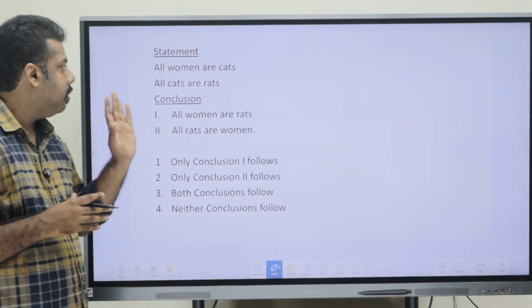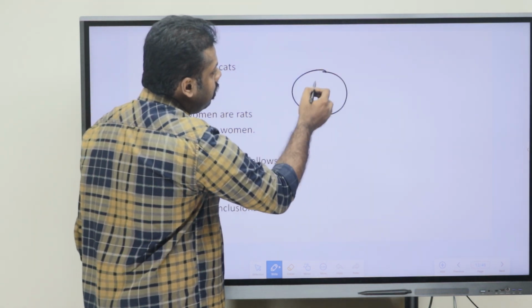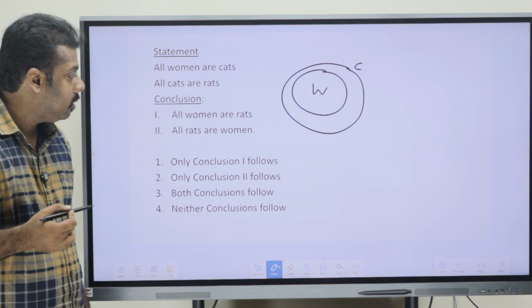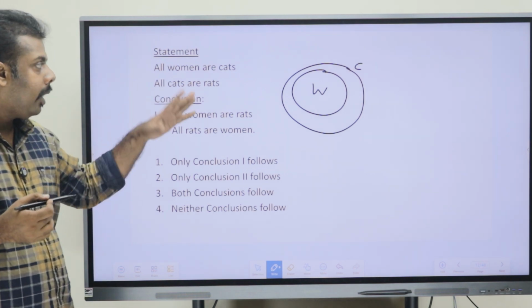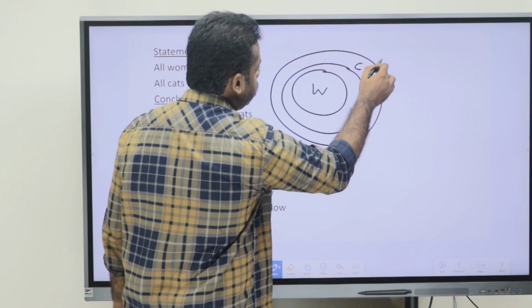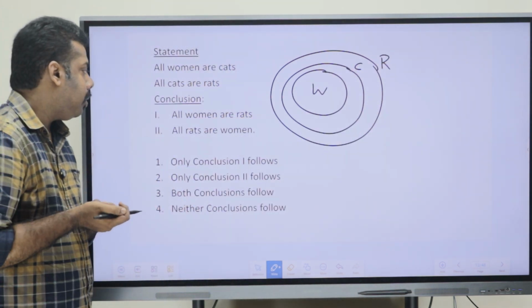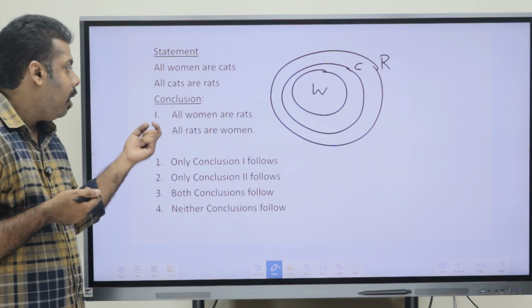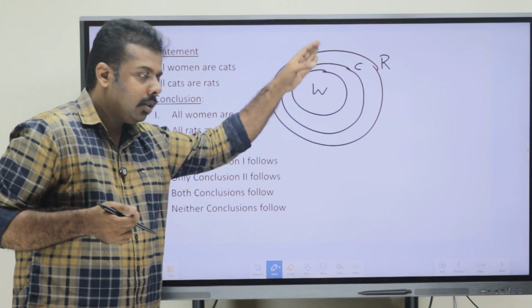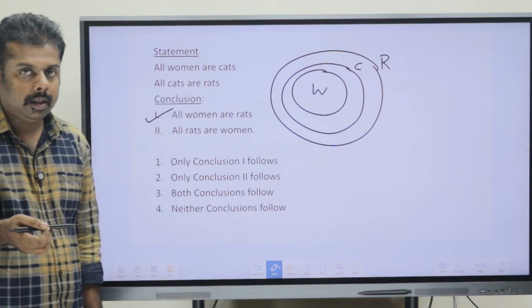What does the statement give? All women are cats. So we can just first draw that. What does the second statement say? All cats are rats. So all the cats are rat here. Now moving to the conclusion part. First conclusion says that all women are rats. So it has been understood. So woman totally is inside the rat. So the first conclusion has to be right.